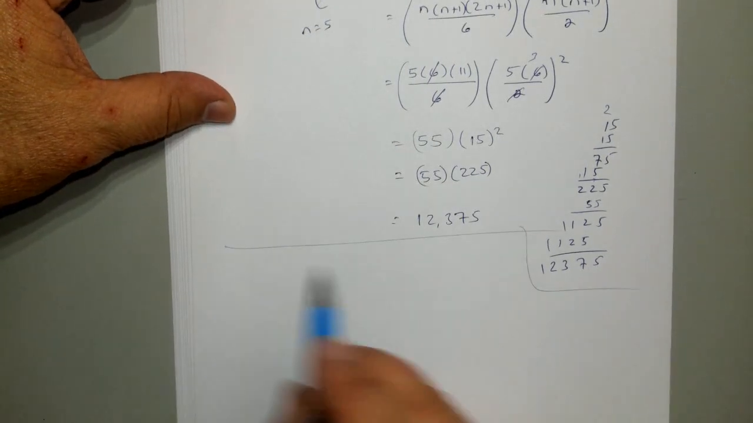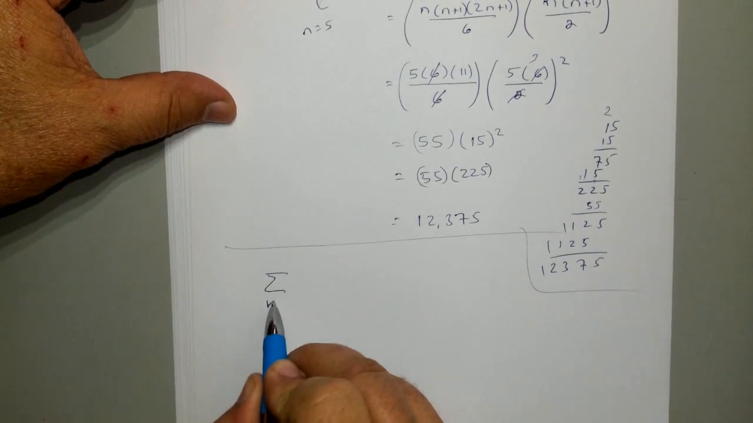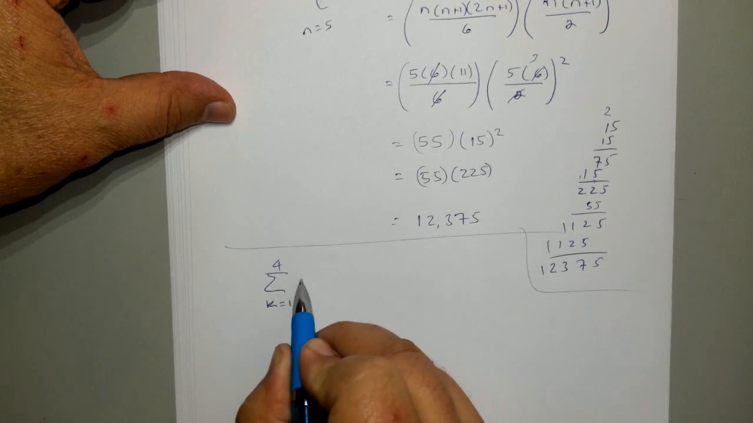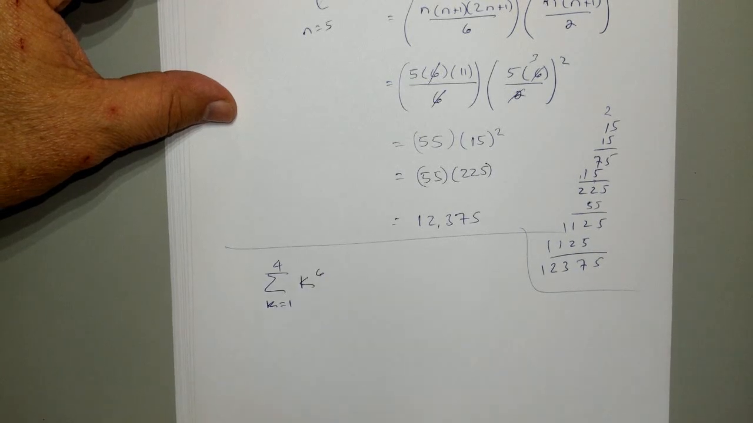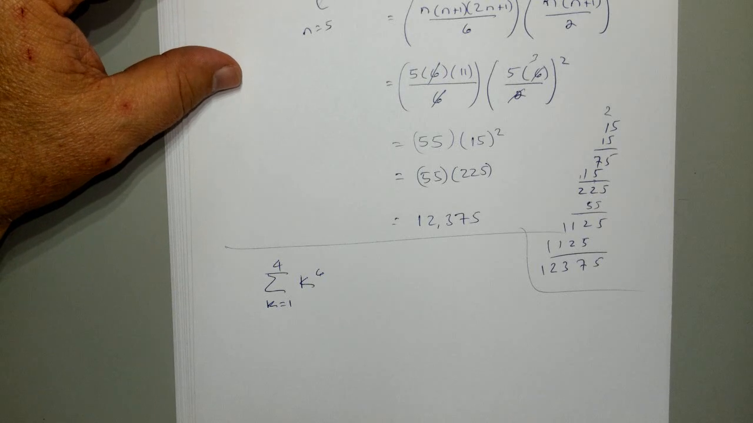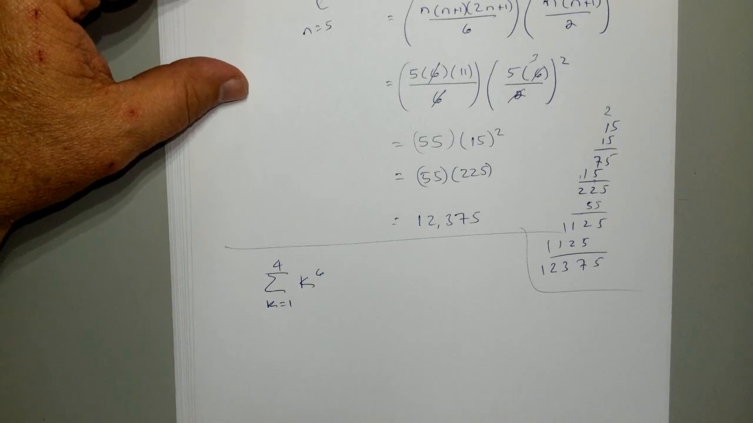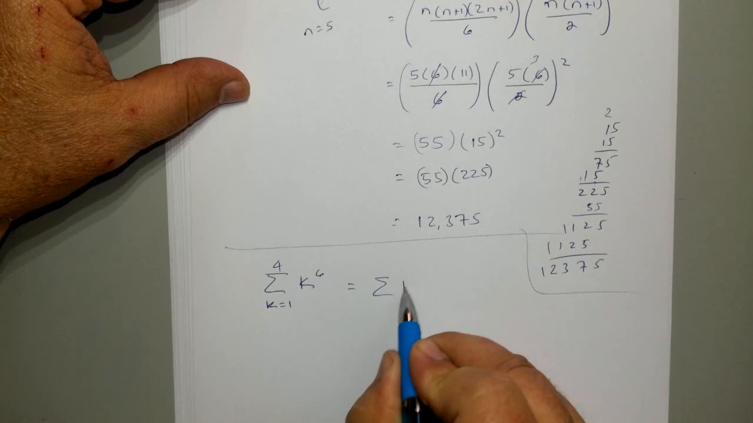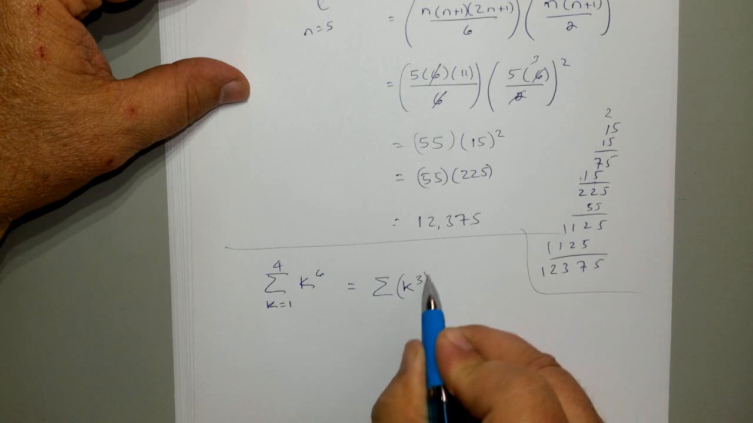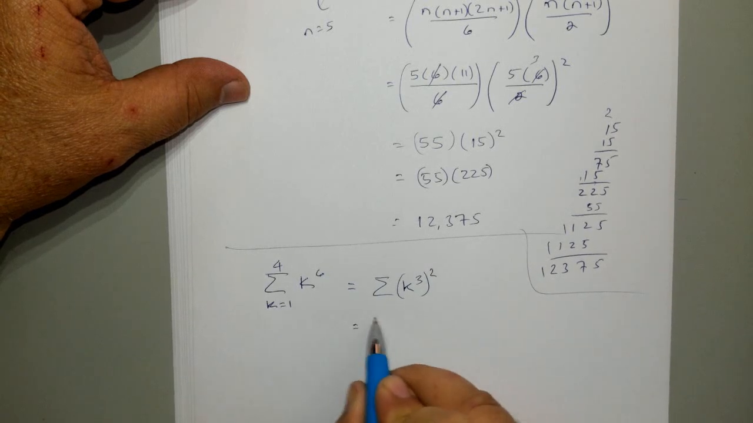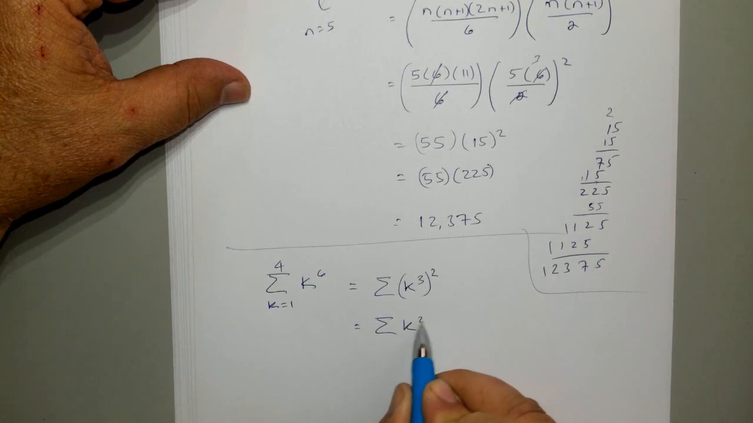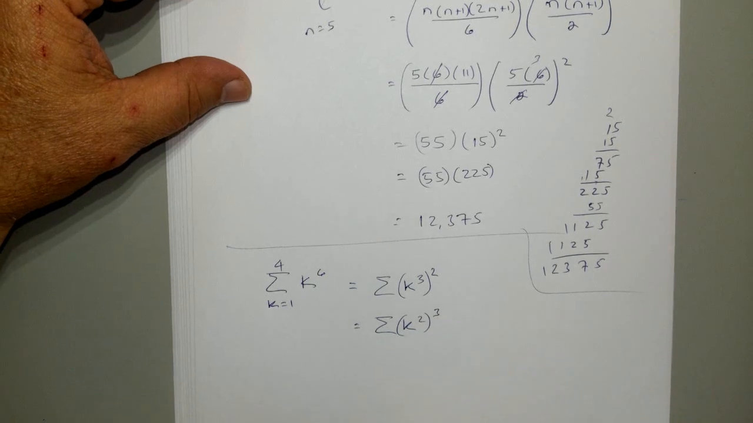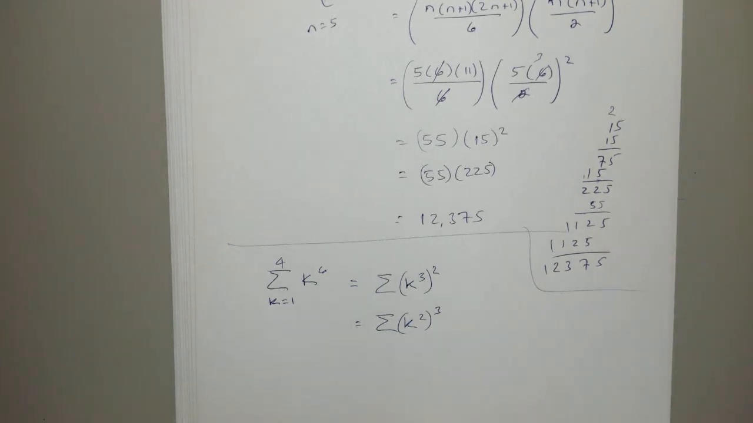Or if you had this, you could do either one of those two, as long as you remember the rules of your conversions.